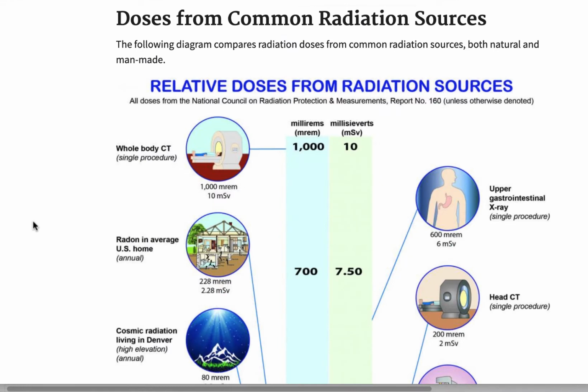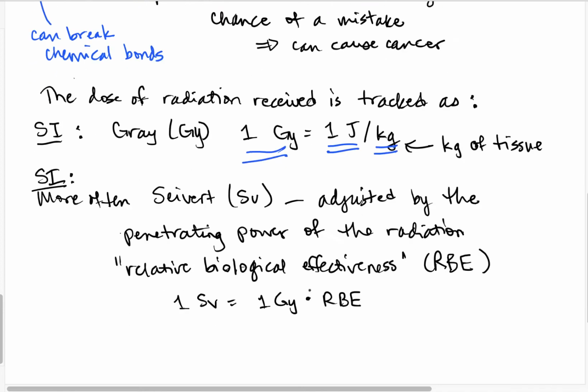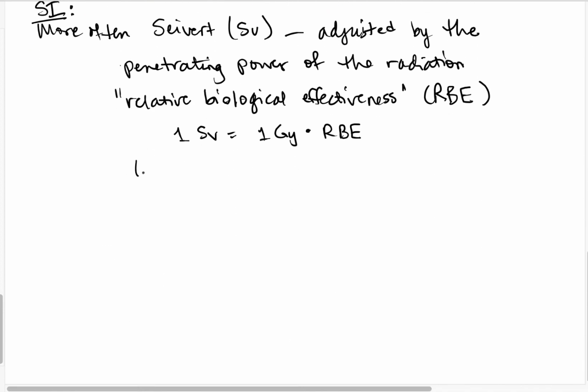This is an image from the EPA.gov website, and what I want you to notice here is that these units are in millisieverts. So let's take a moment and remember what the numbers were that we were just looking at. The high end of our range for sievert was 0.25 sieverts. This was the max with no obvious health effects.